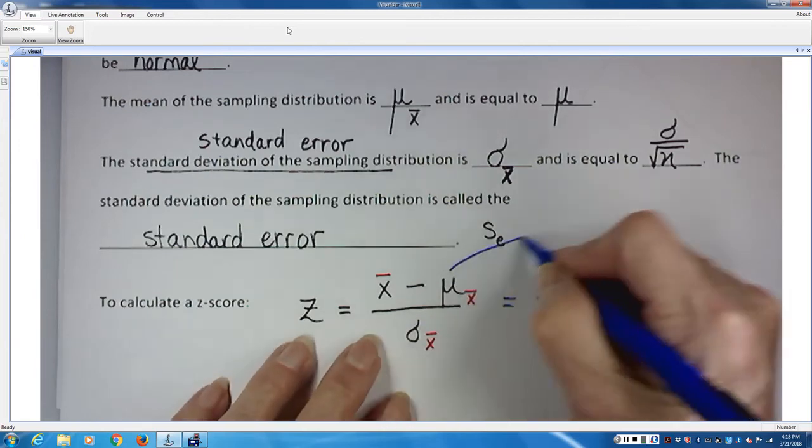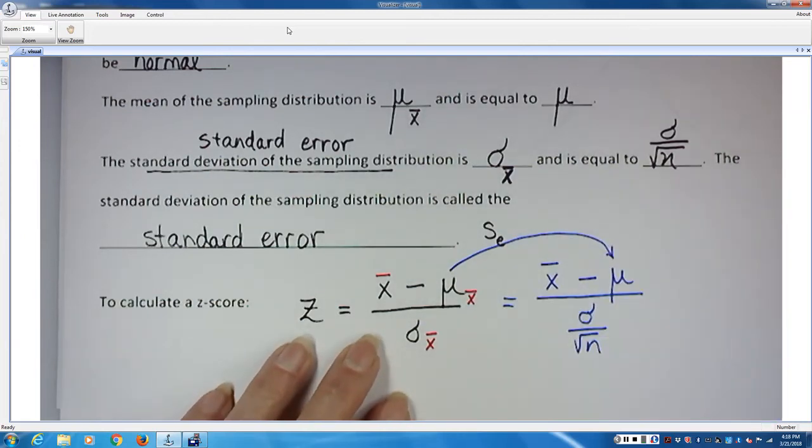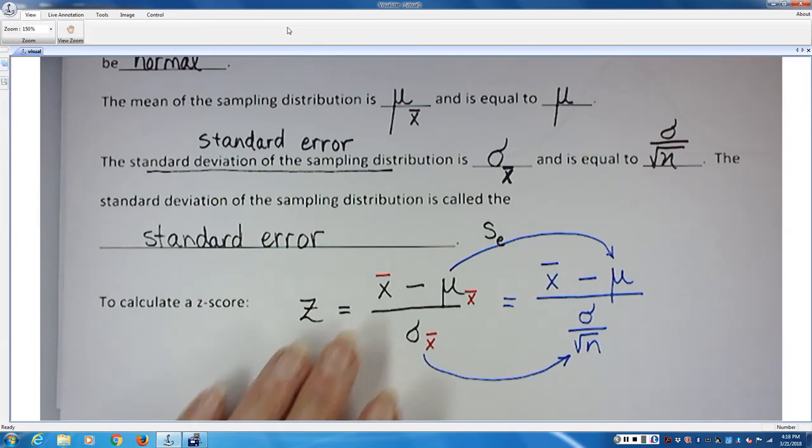And this is the same thing. And this is calculated by doing that. So that's your new formula for a z-score when we're doing sampling distributions. It works just like the old z-score.